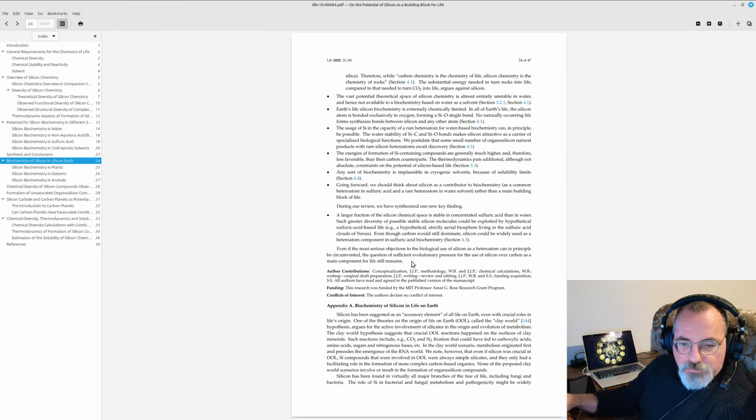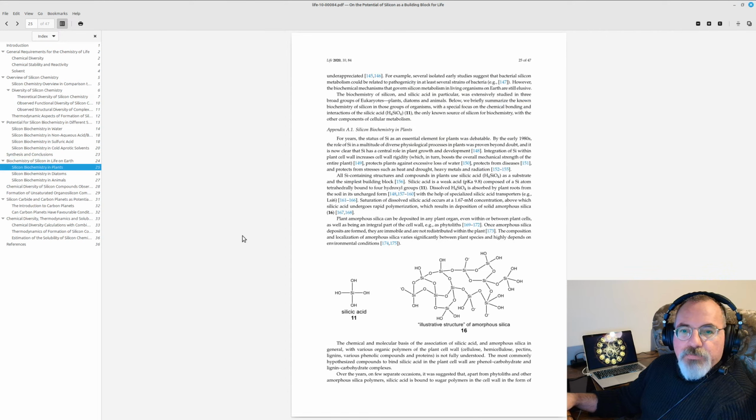Silicon has been found in virtually all major branches of the tree of life, including fungi and bacteria. The role of silicon in bacterial and fungal metabolism and pathogenicity might be widely underappreciated. For example, several isolated early studies suggest that bacterial silicon metabolism could be related to pathogenicity in at least several strains of bacteria. However, the biochemical mechanisms that govern silicon metabolism in living organisms on Earth are still elusive. I think they're referring to what I was referring to earlier.